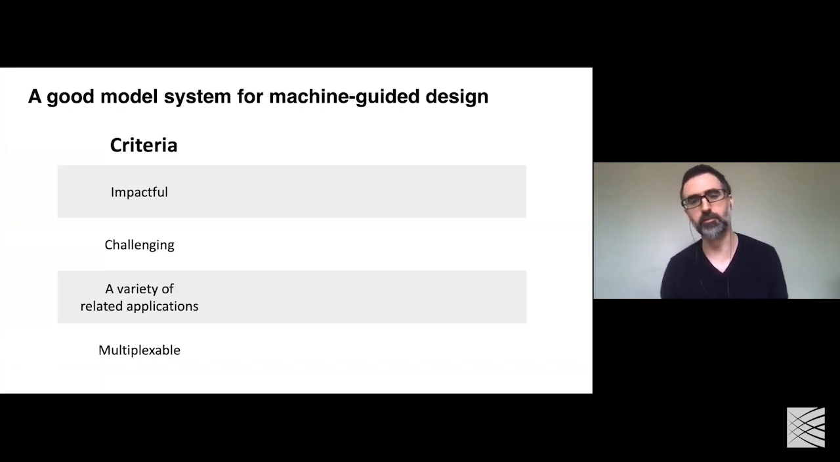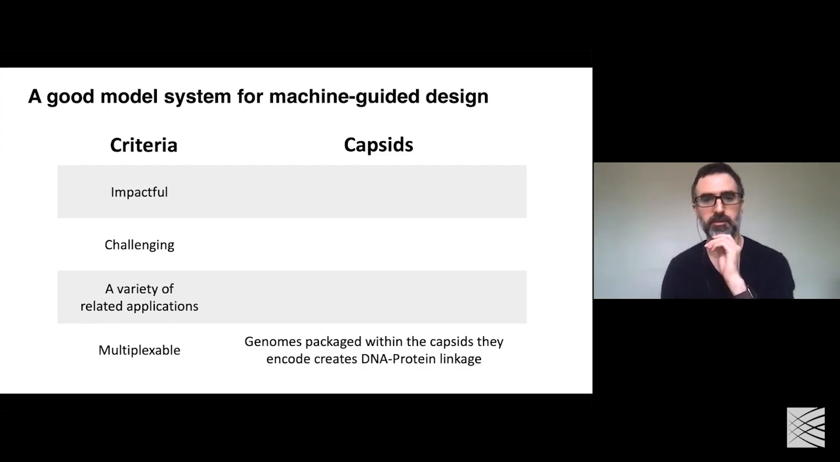If it was just a single problem you wanted to solve, it might be better just to apply the existing technology and to brute force solve it. And it needed to have this capability of being multiplexed, as I mentioned, in order to do these assays in high throughput. So capsids are what we ended up settling on. On the multiplexing side, actually, there's a really natural way in which you can link the DNA sequence to the protein function, and that's because the capsid genomes are packaged within the capsids that they encode. So that provides this coupling in a very simple way, which is already built into how the protein works.